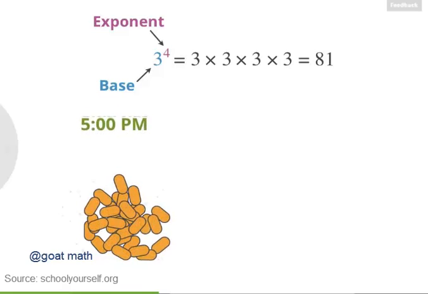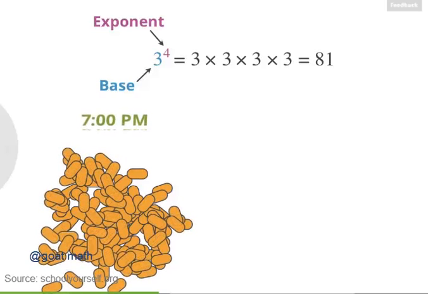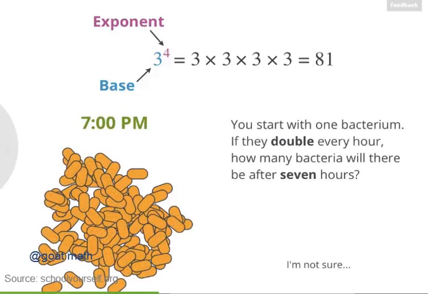Here's 5 p.m., 6 p.m., and 7 p.m. So how many bacteria do you have at 7 p.m. after they've been dividing for 7 hours? Precisely, after 7 hours, there are 2 to the 7th, or 128, bacteria.